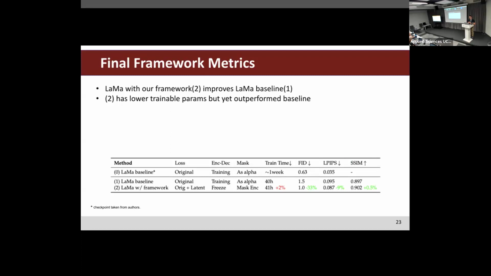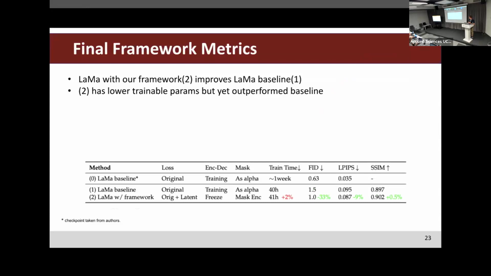As far as we're on this slide, what is written in light green on the white, please? I can't really see that. Could you please read for us? You mean these green numbers? Yeah. It's 33%. In red, it's plus 2%. In the green, it's minus 33% compared to the baseline. For PIPS, it's minus 9%. And for SIM, it's plus 0.5%. Thank you. I'm done.